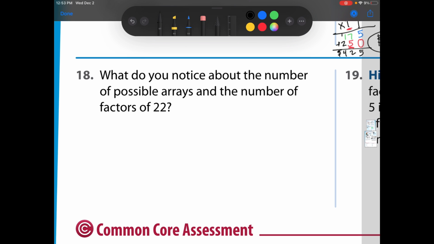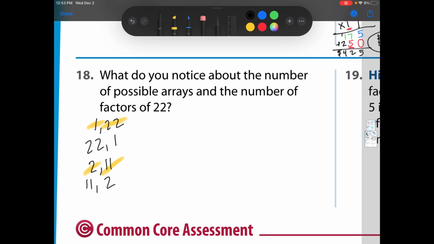Now for number 18, what do you notice about the number of possible arrays and the number of factors in 22? Well, if you drew your arrays out, you would notice that you'd have an array of 1 and 22. You'd have an array that's 22 long and only 1 wide. You'd have an array that's 2 long and 11 wide. And you'd have an array that's 11 long and 2 wide. So looking at that, how many factors do you see? I see 1, 2. Well, these factors are the same right here, so I don't need to count them again. 3, 4. I see 4 factors.